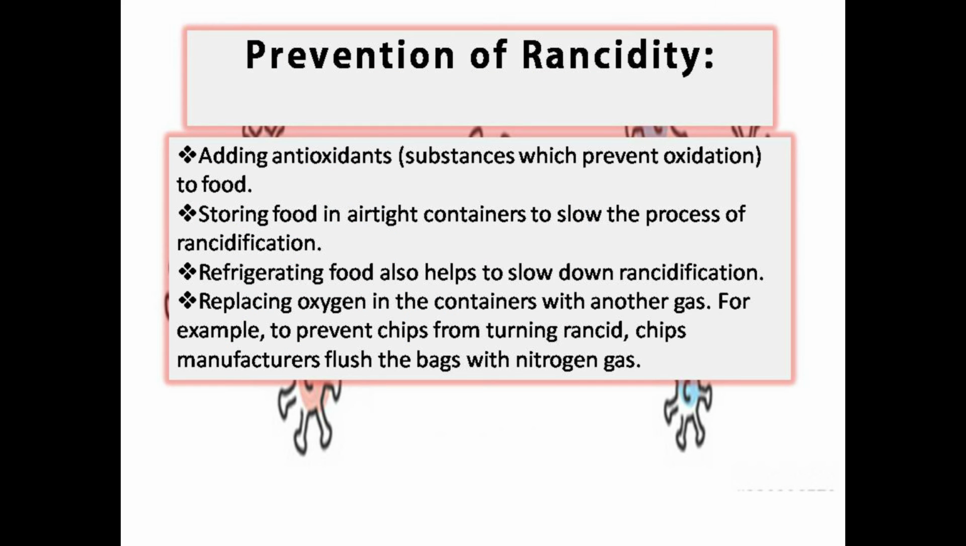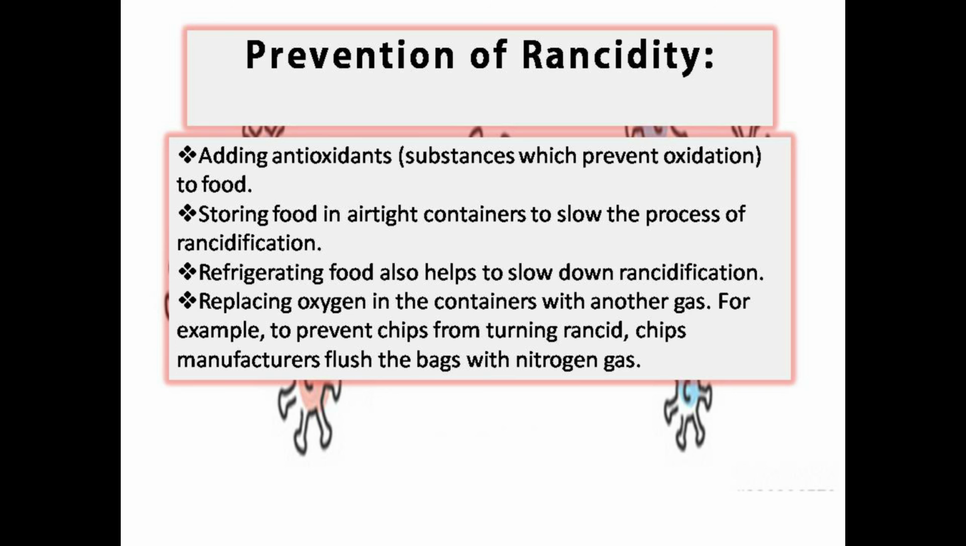Now, prevention of rancidity. The first method to prevent rancidity is adding antioxidants. What are antioxidants? Of course, the chemicals which prevent oxidation. Now, if we open a packet of chips, there is a presence of a gas. This is nitrogen gas, and this helps to prevent rancidity of the chips.